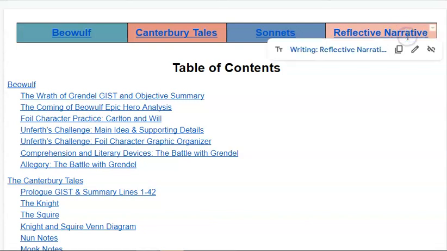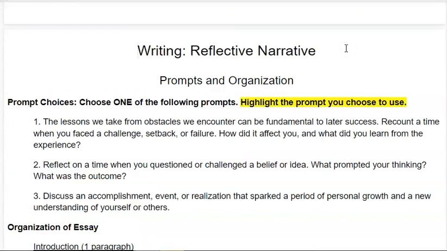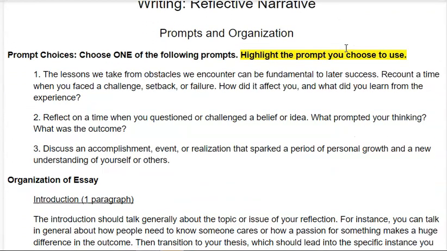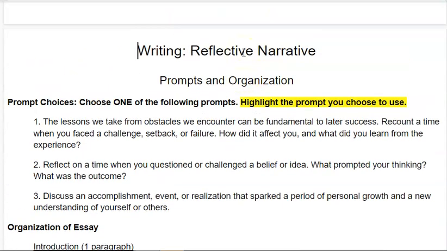So the first thing you're going to do is, if you click on reflective narrative up here, in the top right hand corner, you can click and it will take you directly to the part that you're going to be looking at. Okay, so a reflective narrative, you guys know a narrative as telling a story, but this isn't just a narrative essay. This is a reflective narrative, which means that you're going to tell me something that happened, but then you're going to reflect on that.